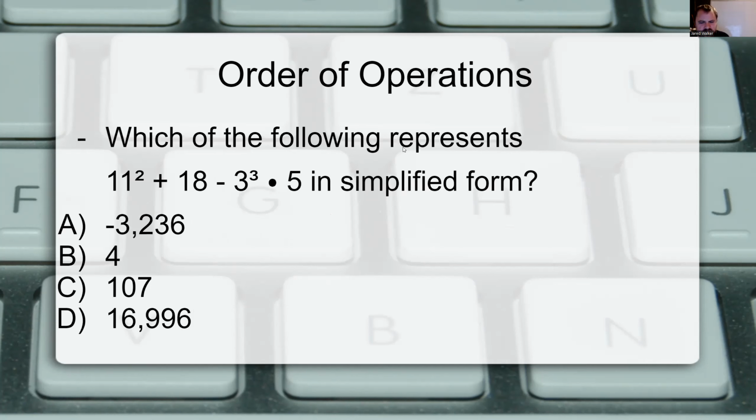All right, next up: which of the following represents 11 squared plus 18 minus 3 squared times 5 in simplified form? Let me say, as far as calculators, I'm going to be okay if you use calculators for something like this. I don't necessarily expect you to do 11 squared in your head.